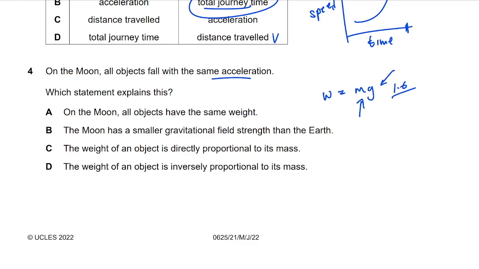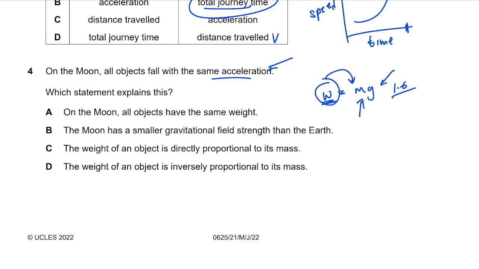So the mass will of course always be the same for the object, and hence the weight or the acceleration will always be the same for all the objects, because the weight is directly proportional to the mass, okay?